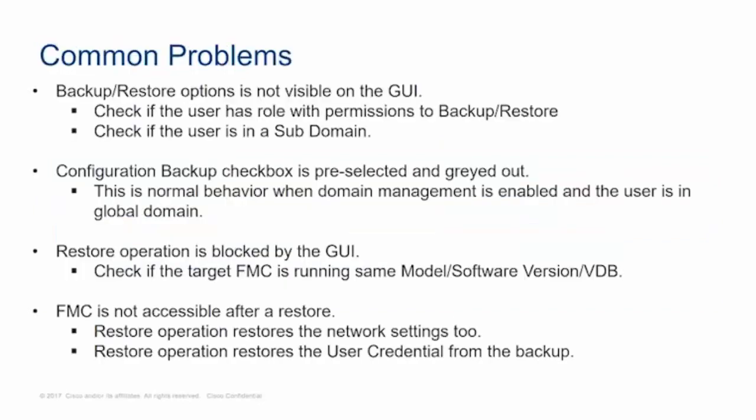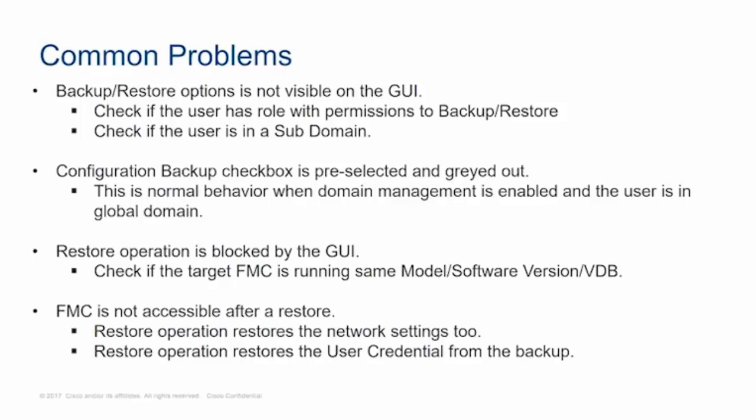So this is to list a few common things that we see happen during a backup and restore, and a few options on how to mitigate them. So sometimes you will see that the backup restore option is not available. So as said earlier, if you're on a domain management, the backup and restore option is only available on the global domain. So if you're on any subdomains or the leaf domain, we will not be able to see this option. And if the particular user who is trying to perform the backup or restore doesn't have permissions for that backup and restore, he may not be able to see the page as well.